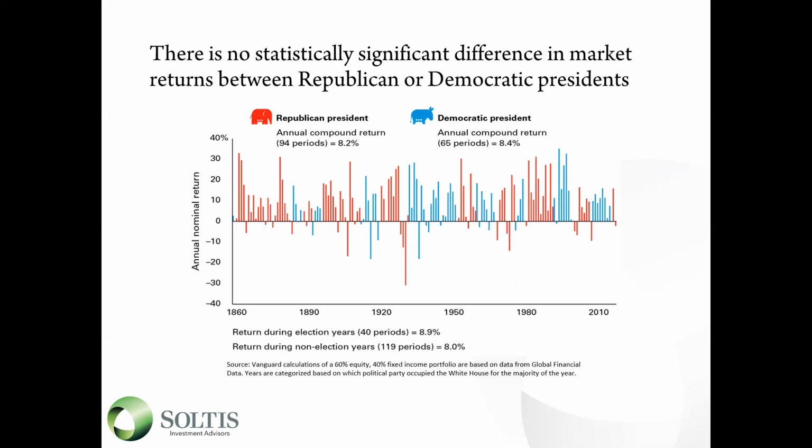There is no statistically significant difference in market returns between Republican or Democratic presidents. This may come as a surprise to you, but it's true. If you were to segment out the election versus non-election years, there's still less than a 1% difference between the two. This is probably much smaller than many people would profess to be the case, but this is good news. No matter who wins the presidency, it is likely that the economy and markets will keep moving forward as they have in the past.